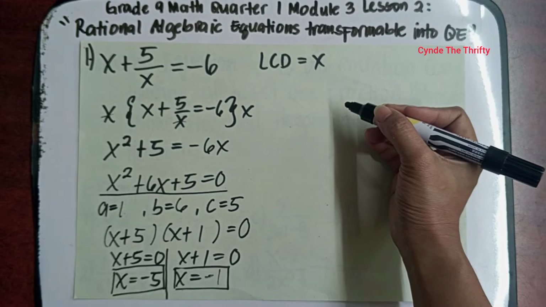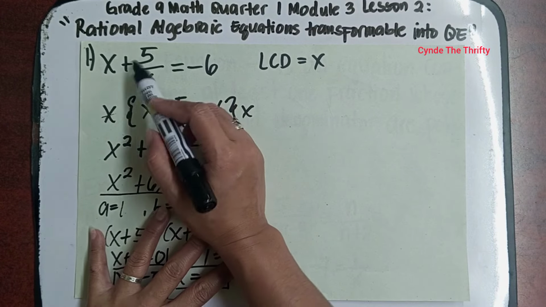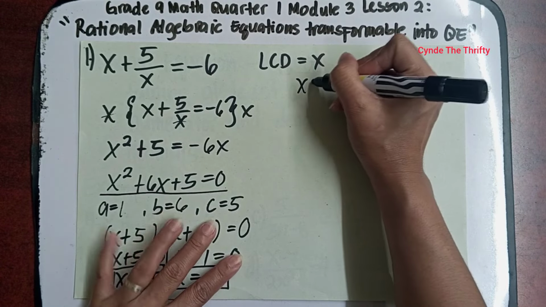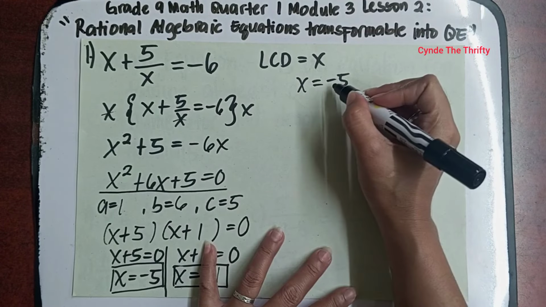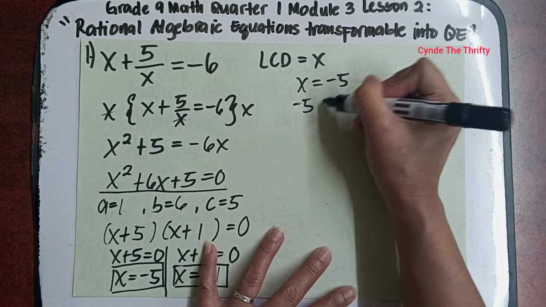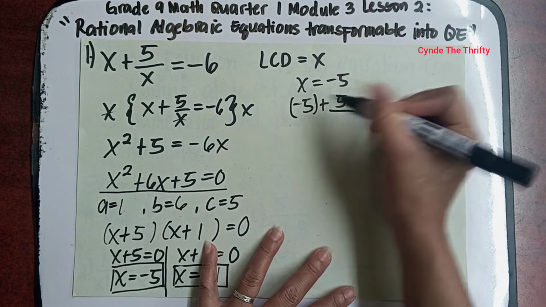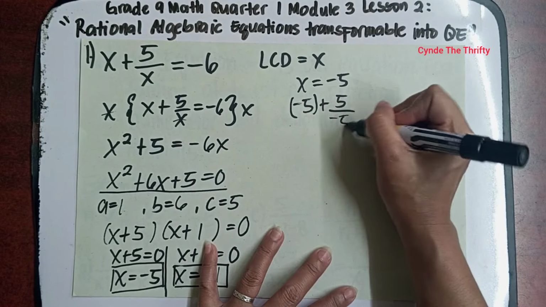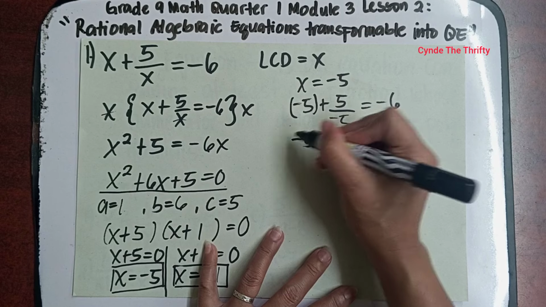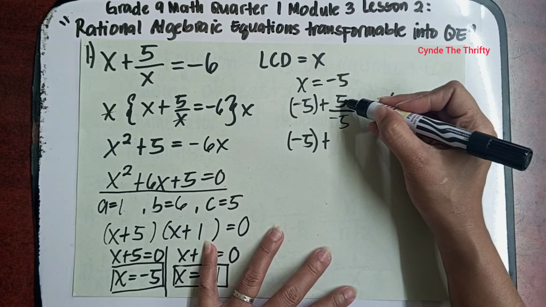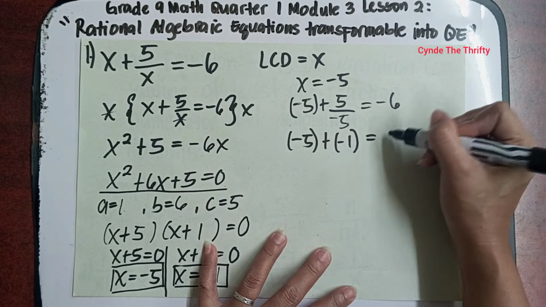Sa pag-check natin always, ang gagamitin natin is ang ating original equation. So, ang original equation natin is ito. So, if x is equal to negative 5, ang original equation is x plus 5 over x is equal to negative 6. Ang value ni x is negative 5. So, negative 5 plus positive 5 divided by negative 5 is equal to negative 1 is equal to negative 6.